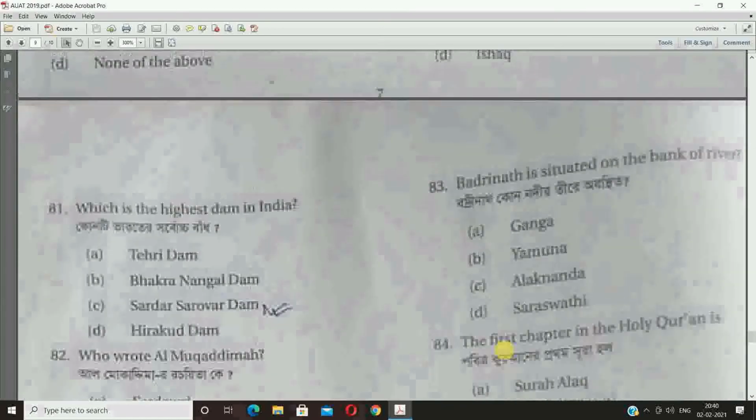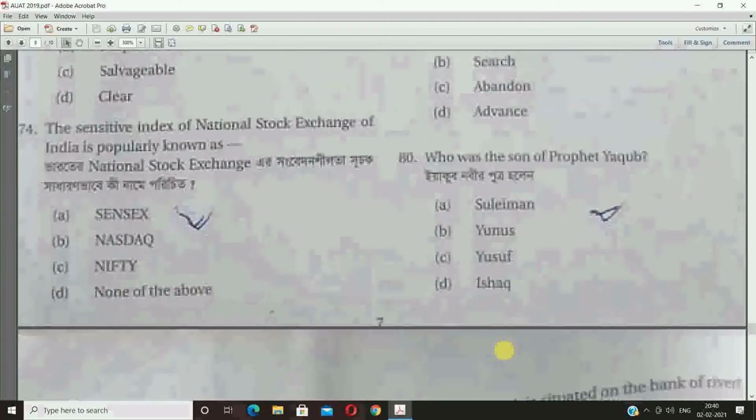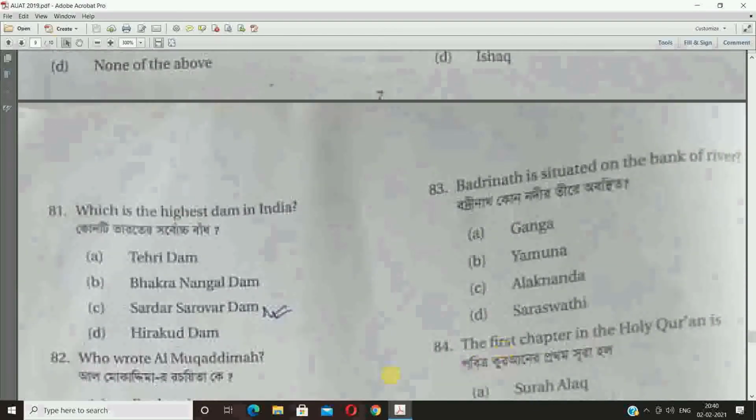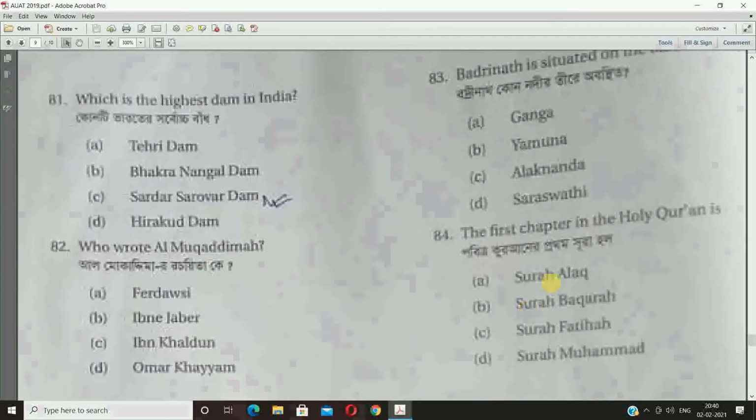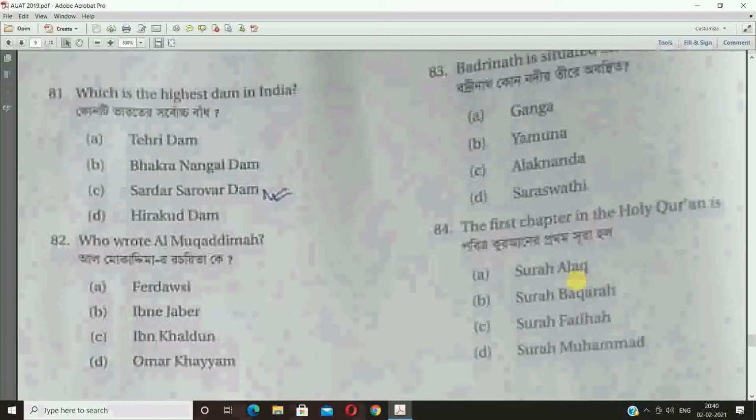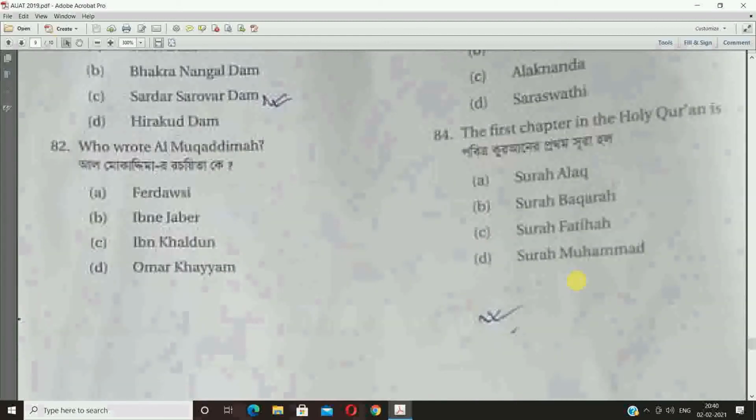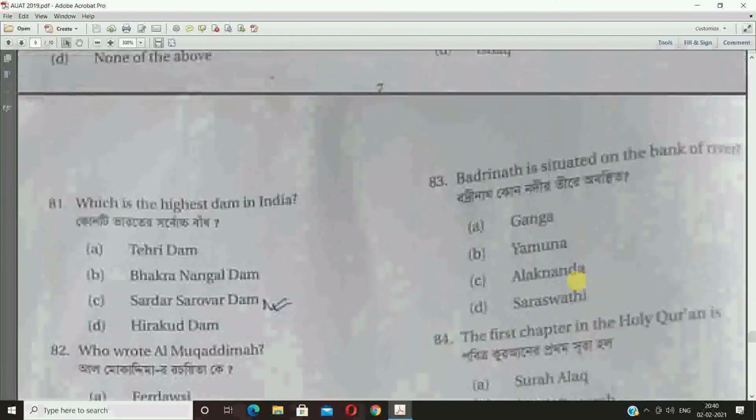Here again, the GK portion basically constitutes geography. Here: which is the highest dam in India? It's Tehri Dam. Then again an Islamic question: the first chapter in the Holy Quran, the first surah, is Surah Alaq. So it's a very basic question. But there are also some hard questions.